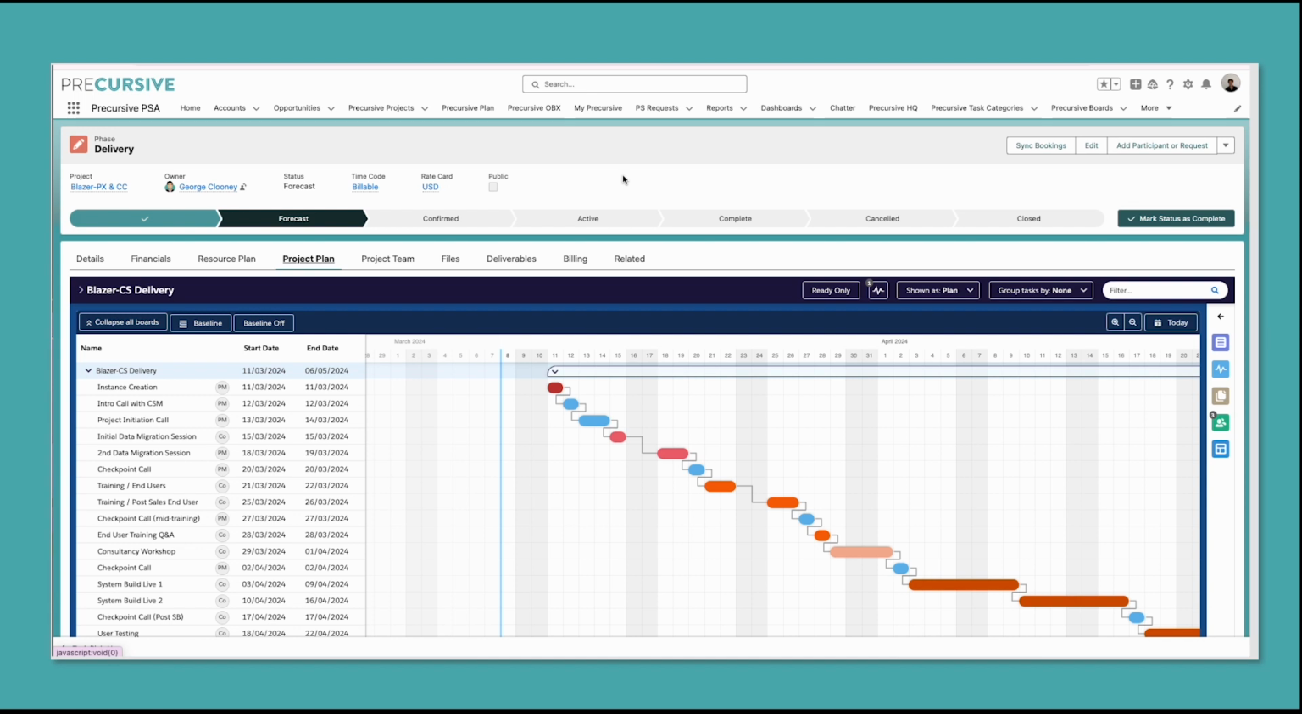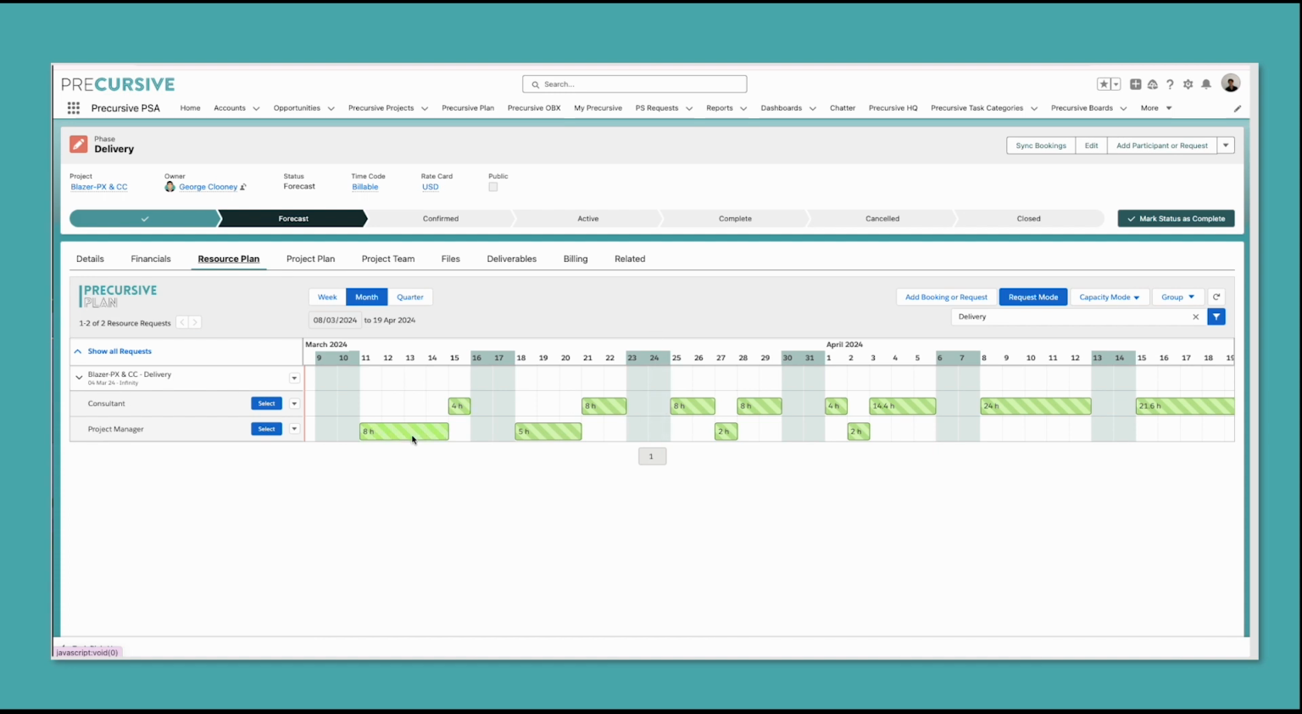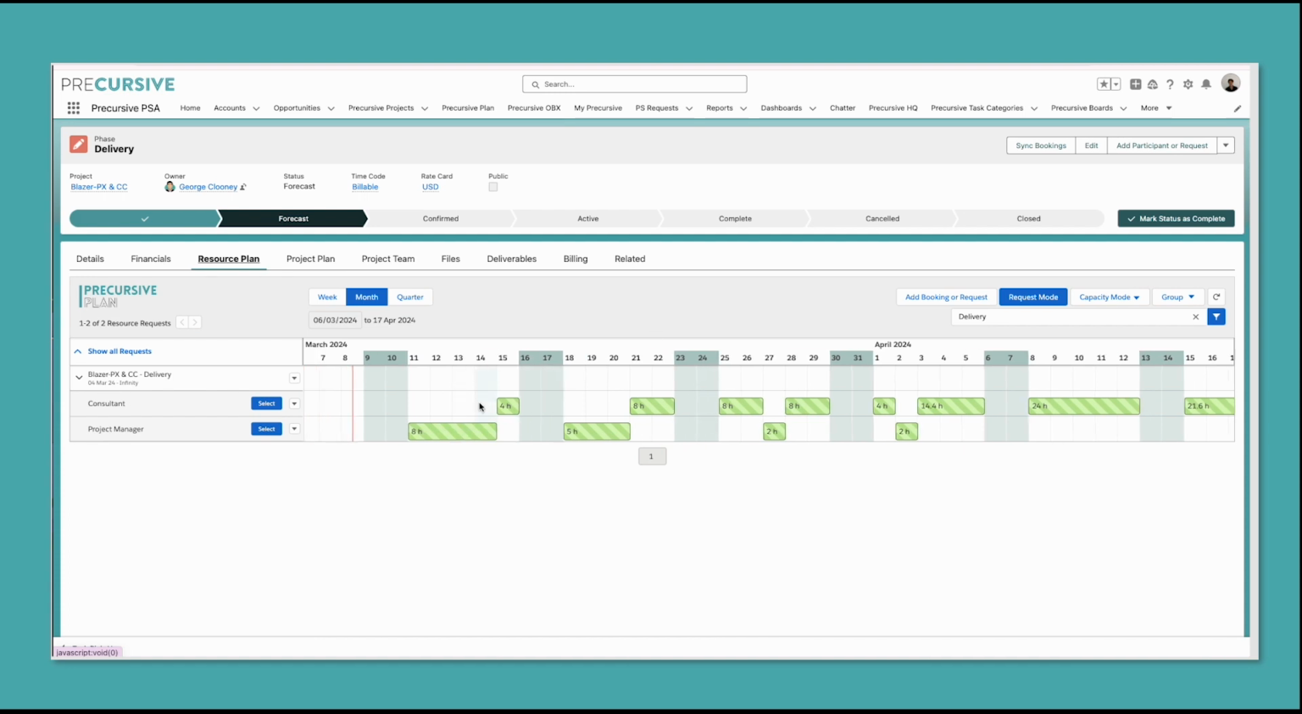I'm going to hop over and actually go into that project, which is this Blazor project here, the one that I was looking at. And here are the various tasks and activities for this particular project, as we can see here with some of the dependencies. Kicking off next week with some PM activities, and then we've got the initial data migration session on the 15th. So that's pretty clear. And again, what that does is automate the effort required here.